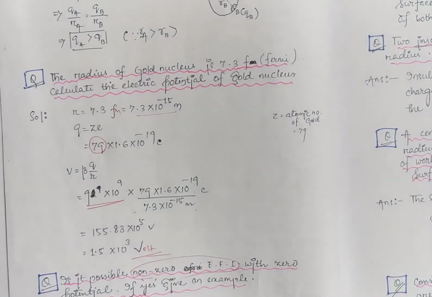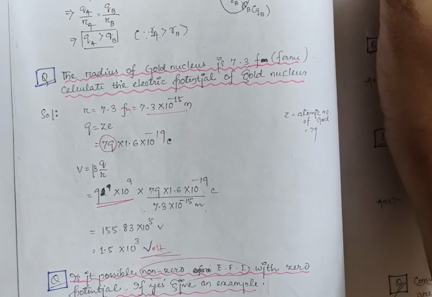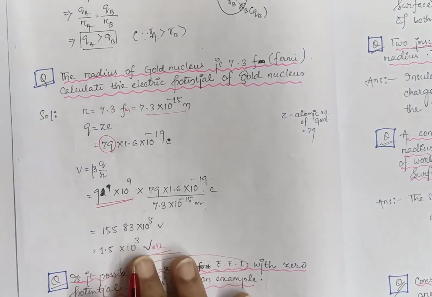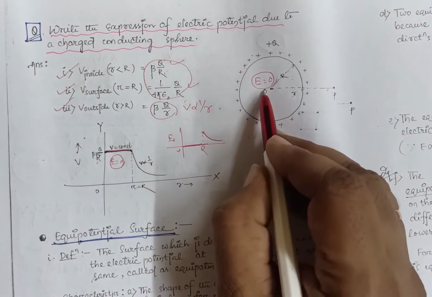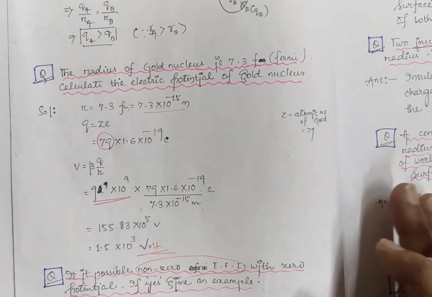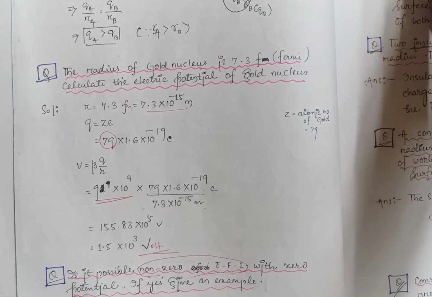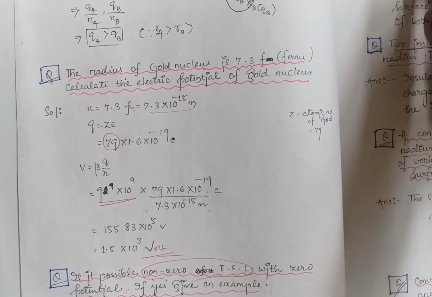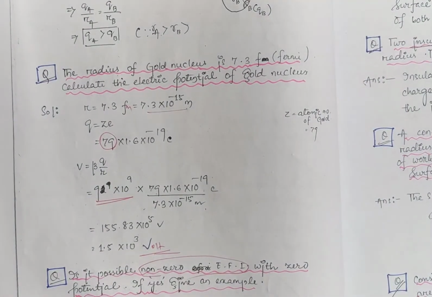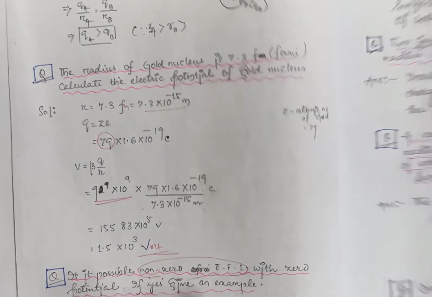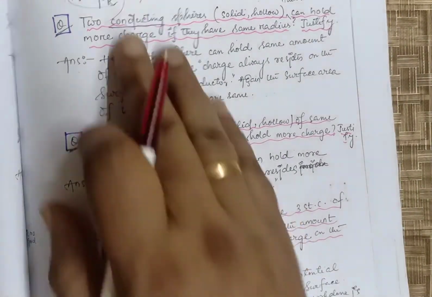The center of the charged conducting sphere. At the center of the charged conducting sphere we know intensity is 0. Just look at the graph: potential is not 0 but intensity is 0. So this is an example for a charged conducting sphere. Inside the conducting sphere intensity is 0 but potential is non-zero. So at the center of the charged conducting sphere intensity is equal to 0 and the potential is not equal to 0.